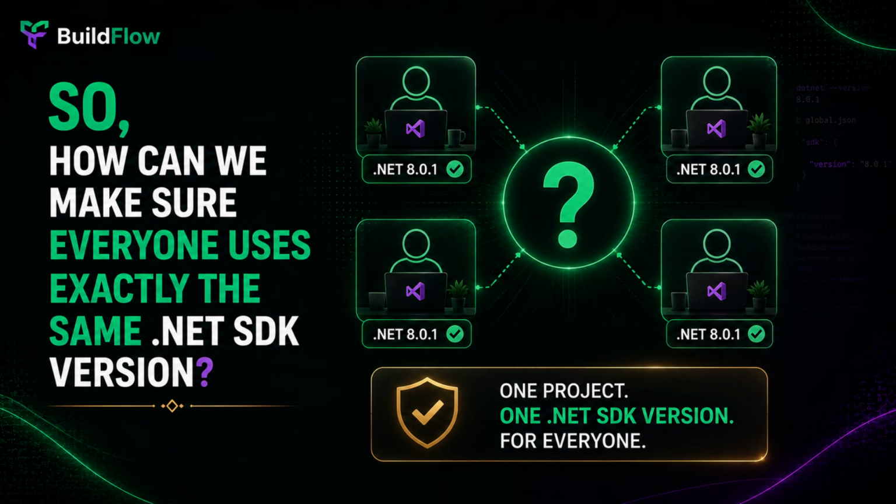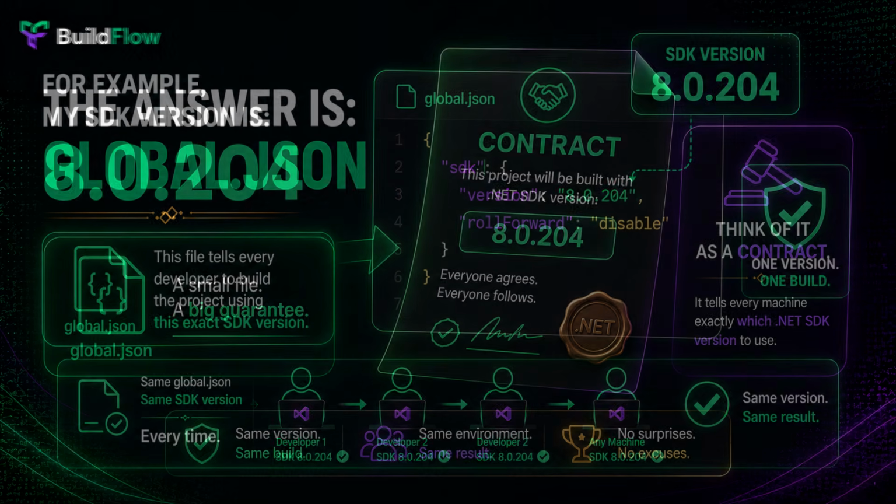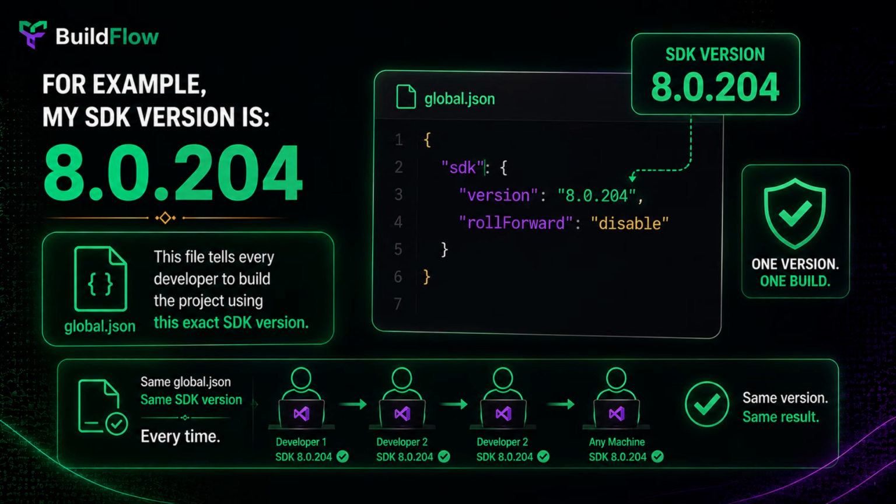So, how can you make sure everyone uses exactly the same .NET SDK version? The answer is a global.json. Think of it as a contract. For example, my SDK version is 8.0.204. This file tells every developer to build the project using the exact SDK version.